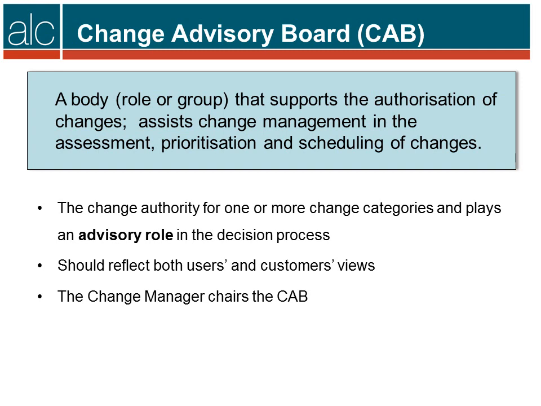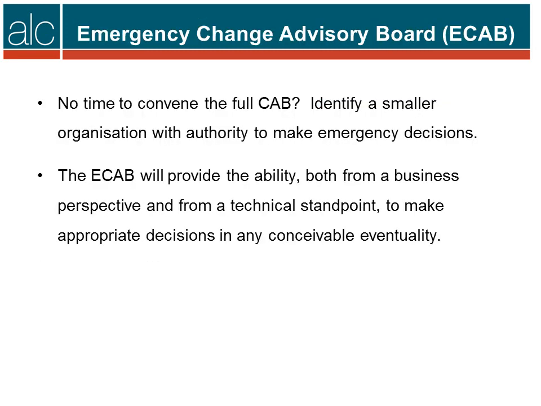It is important to note that the change management process needs a CAB. The CAB, the Change Advisory Board, is a body, role, or group that supports the authorization of changes, and assists change management in the assessment, prioritization, and scheduling of changes. It is also important to note that the change manager chairs the CAB. If it's not possible to form a CAB, at least have an ECAB. We have discussed a lot on this in the class.